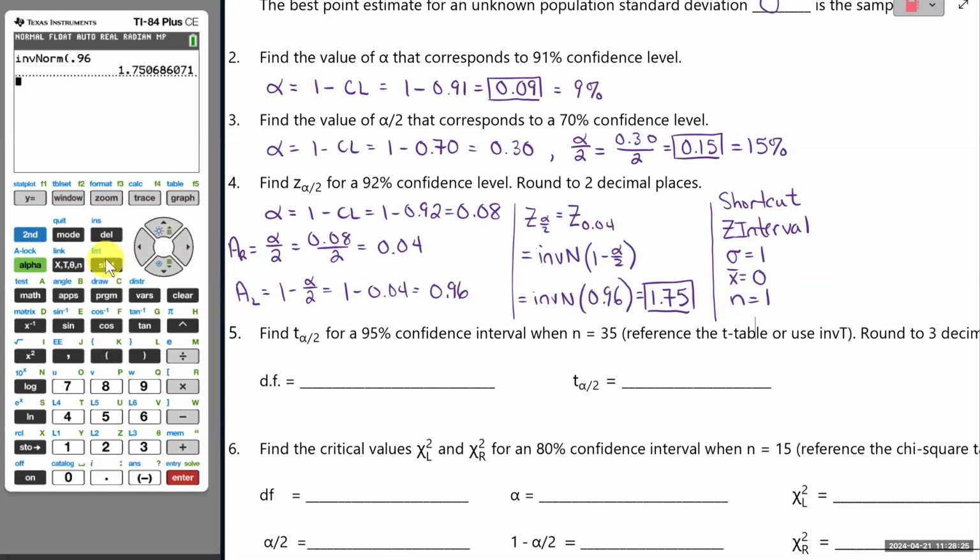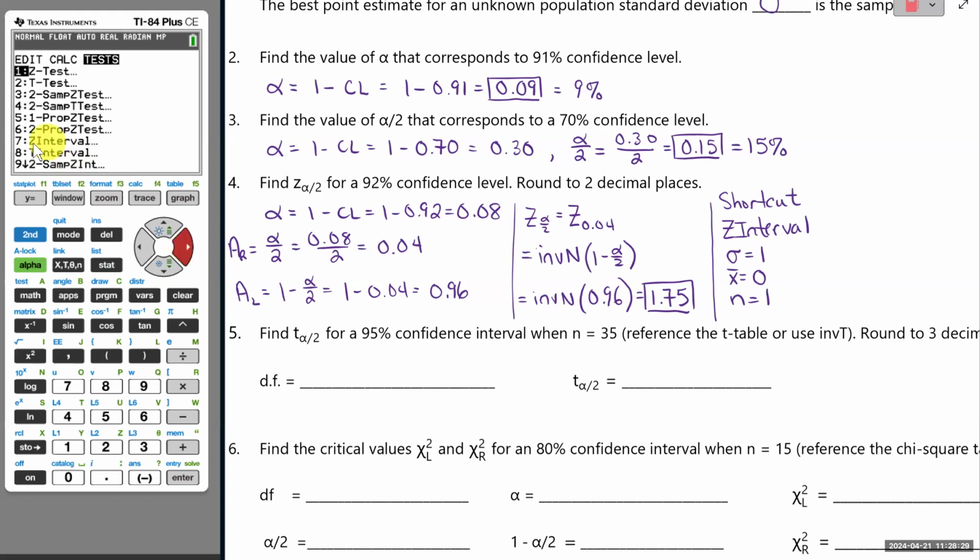So stat, and then you're going over to tests, and the number 7 there, your Z interval. You do want to make sure the calculator input says statistics, and then sigma 1, x bar 0, n 1. Enter your confidence level, 0.92, and calculate. And that positive value is your Z alpha over 2.